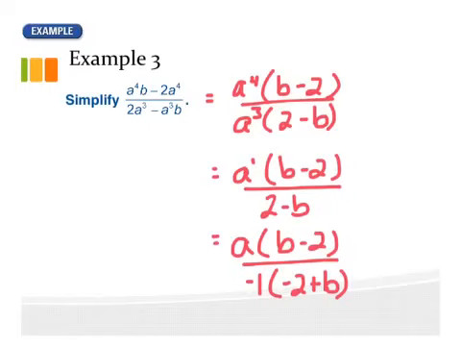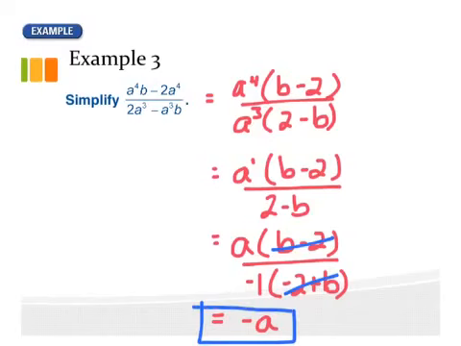And b minus 2 from the numerator is the exact same thing as negative 2 plus b. And now they are common factors, so they can be canceled, and you're left with a divided by negative 1, which is simply negative a.